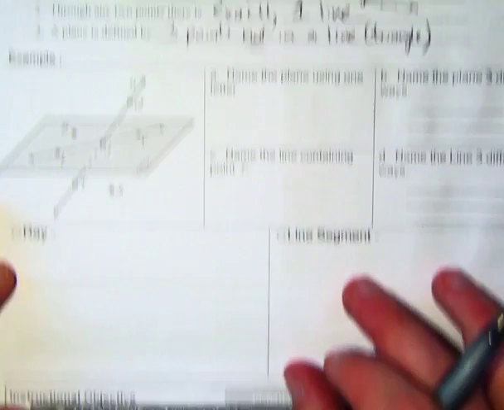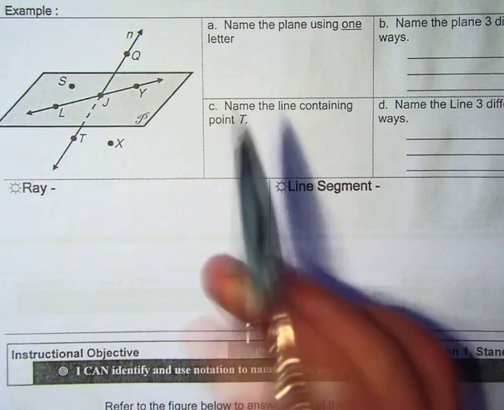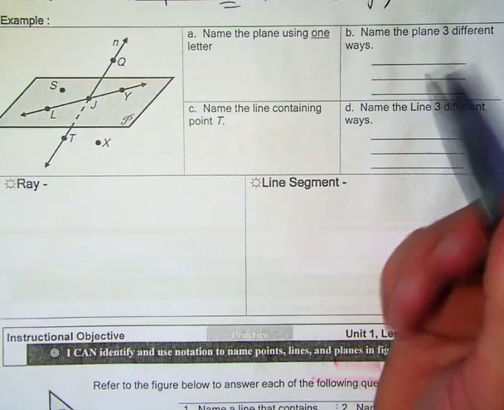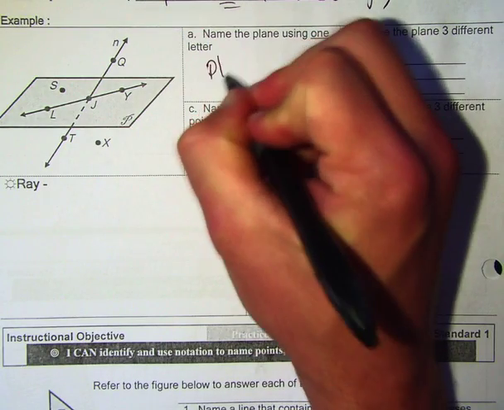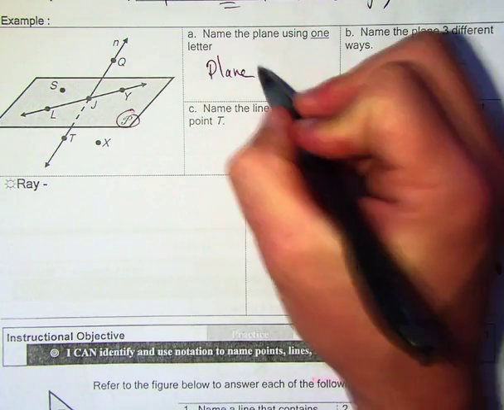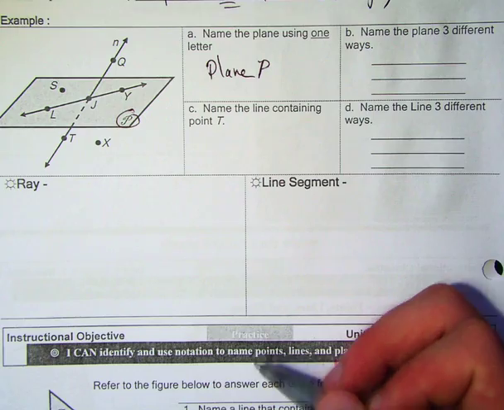Now, if we try this example here, you can see this is a plane, a shaded plane. We have some questions. So name the plane using 1 letter. I write the word plane, and then I use the letter in the corner. In this case, it's P, plane P. But I can name it using 3 points as well.